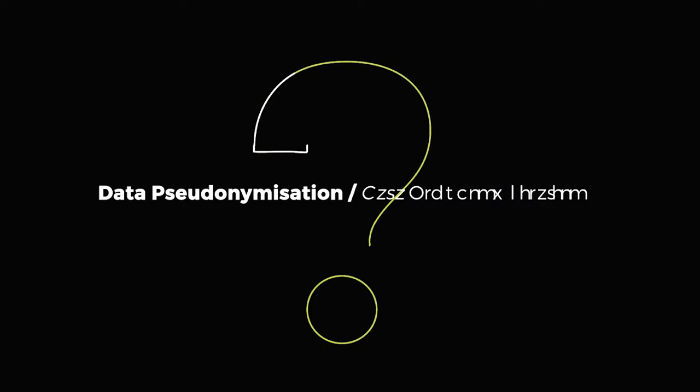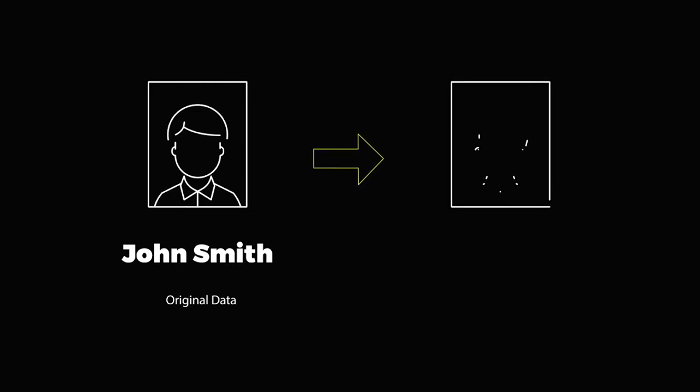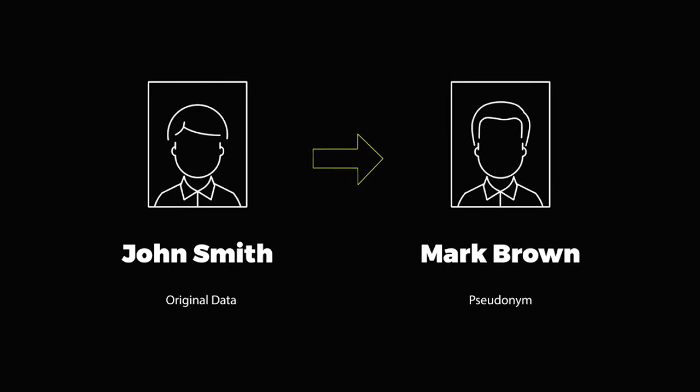Data pseudonymization is a process in which personal identifiers are replaced with pseudonyms and is a safeguard that is strongly encouraged under GDPR. Pseudonymization enables organizations to keep a data set as close to the original content as possible, whilst protecting the anonymity of the data subject.